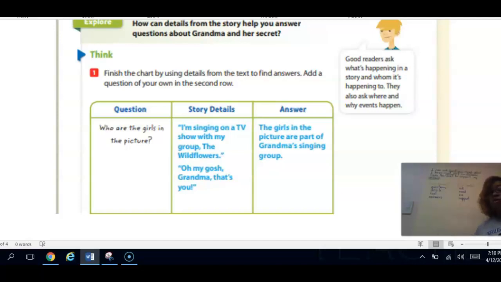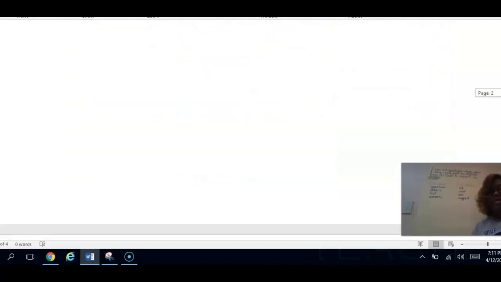I also want to point out, remember when we form our questions, we always begin with a capital letter and questions end with a question mark. And don't forget, our question words are who, what, when, where, why, and how. That question is supported by the details from the text.